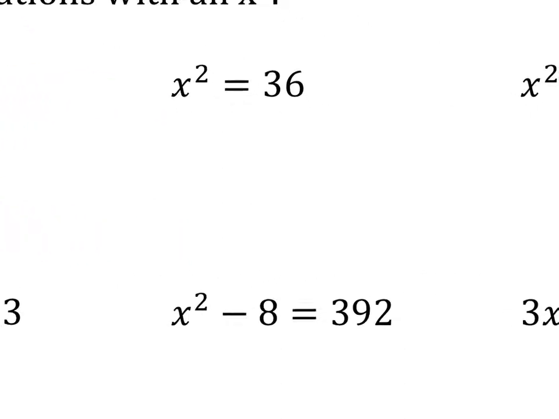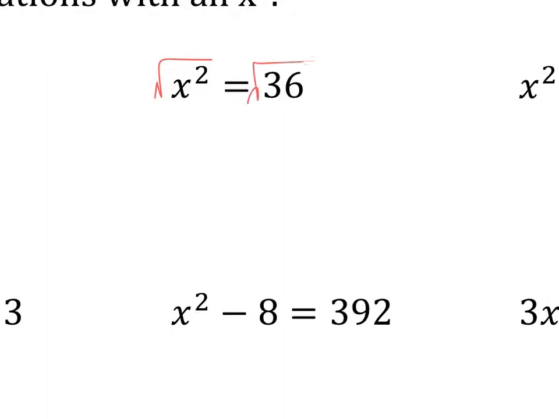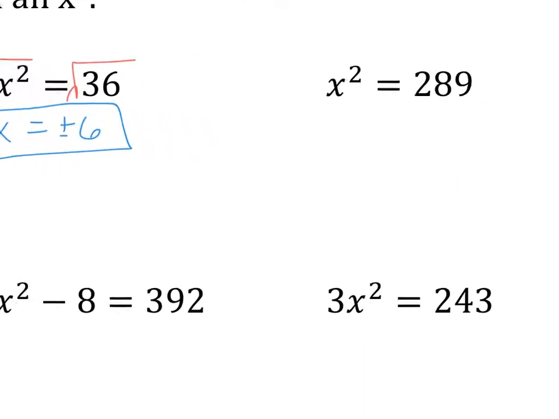Okay, so let's look at the next one. We're going to take the square root of both sides to get that x all by itself. That's the inverse operation there. And we end up with x equals, well, the square root of 36 is 6 and negative 6. So we can put plus or minus 6. And that is our two solutions for this equation.